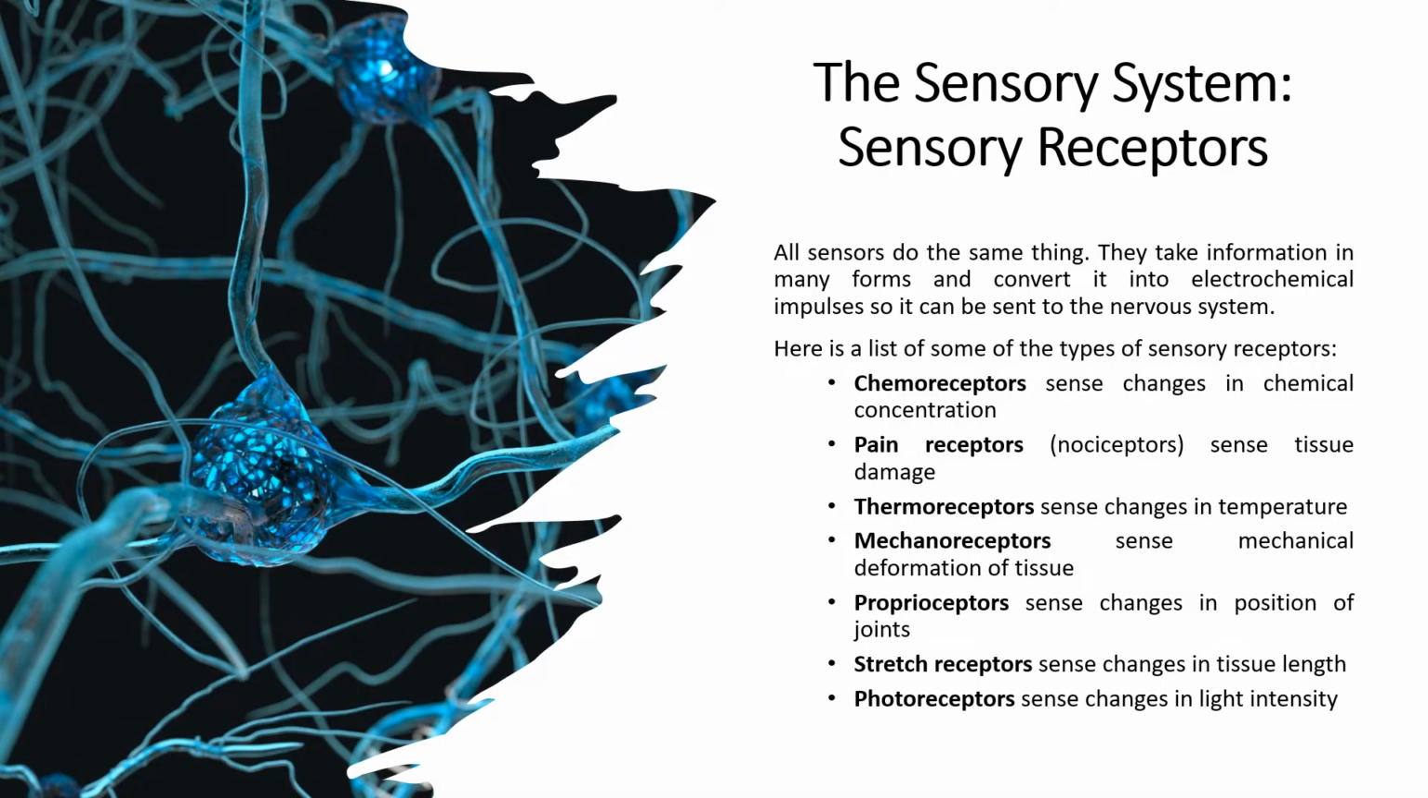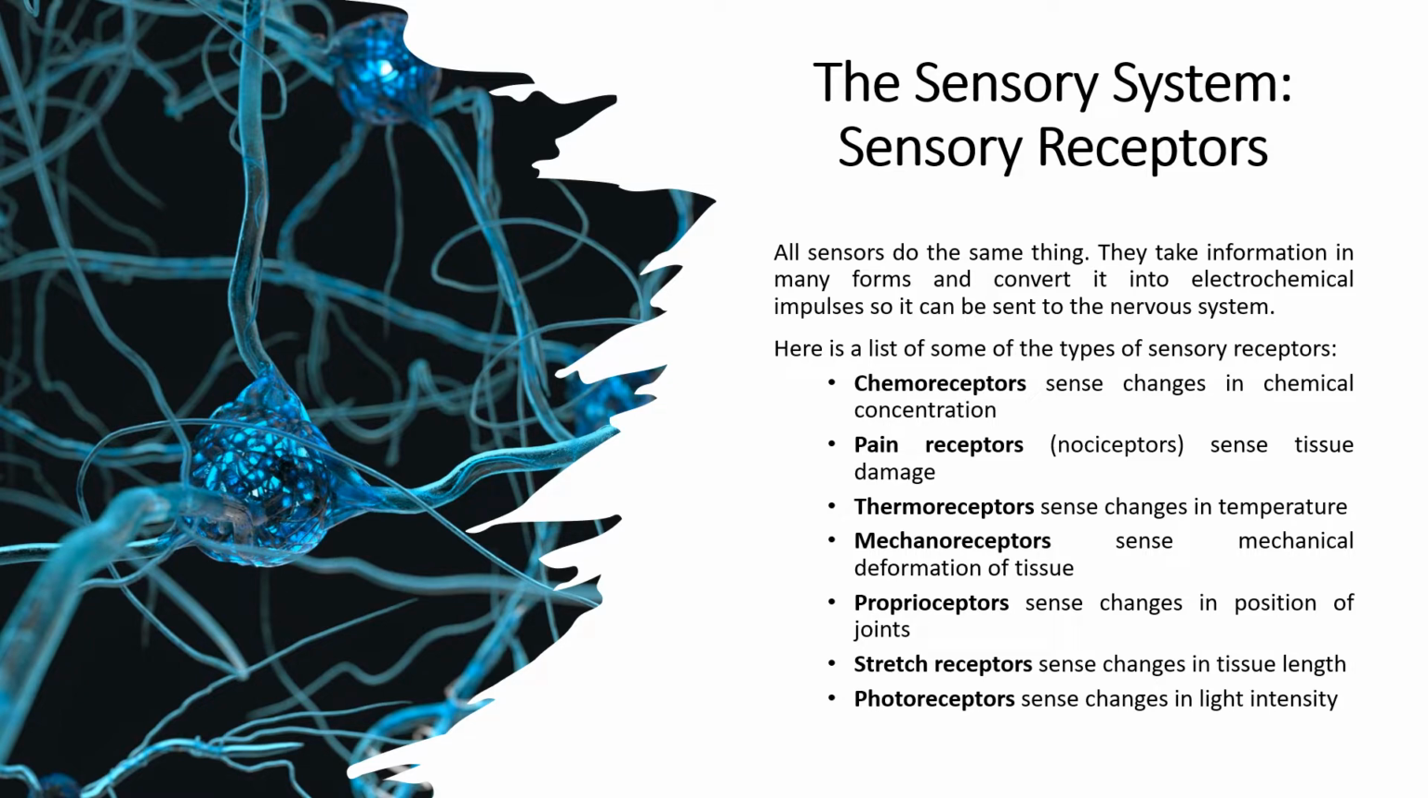So let's begin our lecture today by discussing the sensory system, beginning with the sensory receptors. All sensors do the same thing. They take information in many forms and convert it into electrochemical impulses so it can be sent to the nervous system. Here is a list of some of the types of sensory receptors.